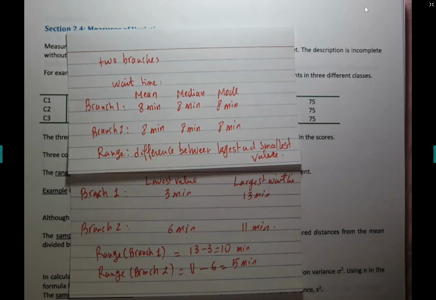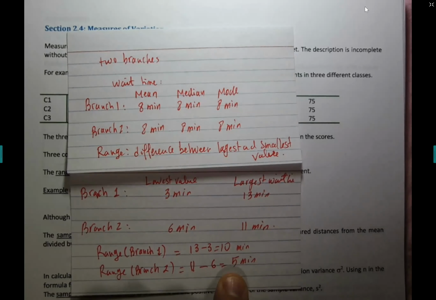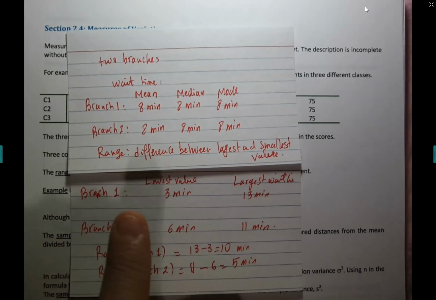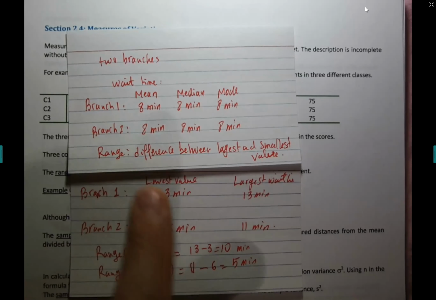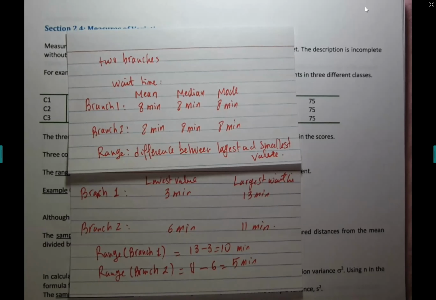It's already a disadvantage to use the range, but if we don't have any other tools to use, guys, we just use the range. And it gave me for branch B to be 5 minutes, which is smaller than 10. I'll go with branch 2. So I'll go to branch 2 and do my transaction there. But it's not always good to use the range for a very simple reason. And the reason is hidden in the definition. The range is the maximum value minus the minimum value.